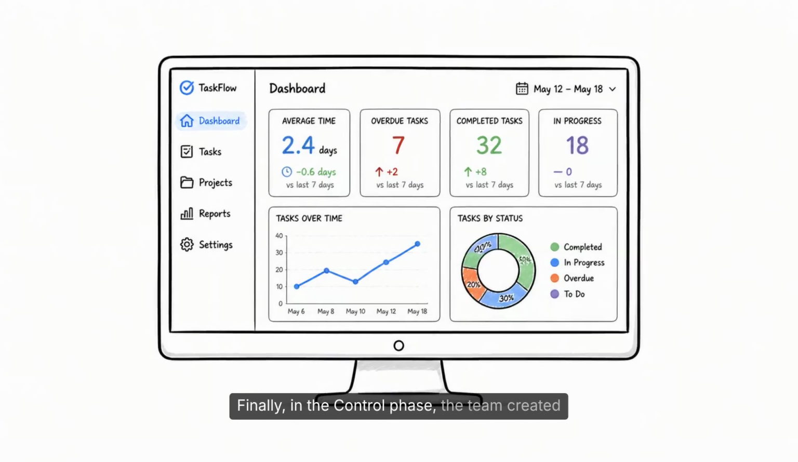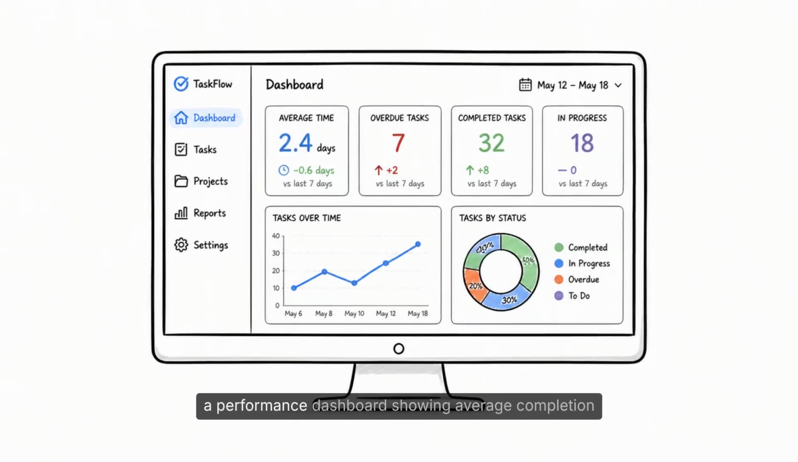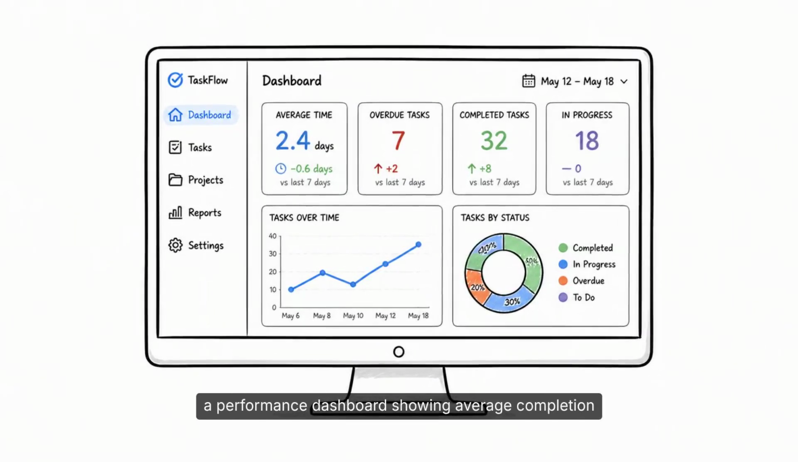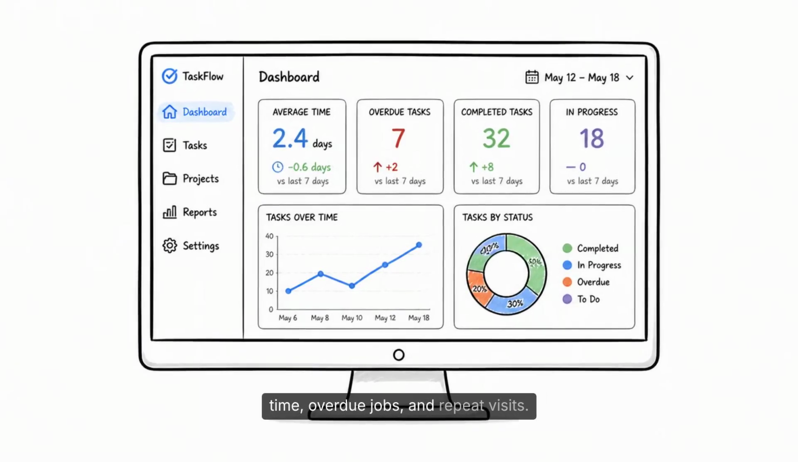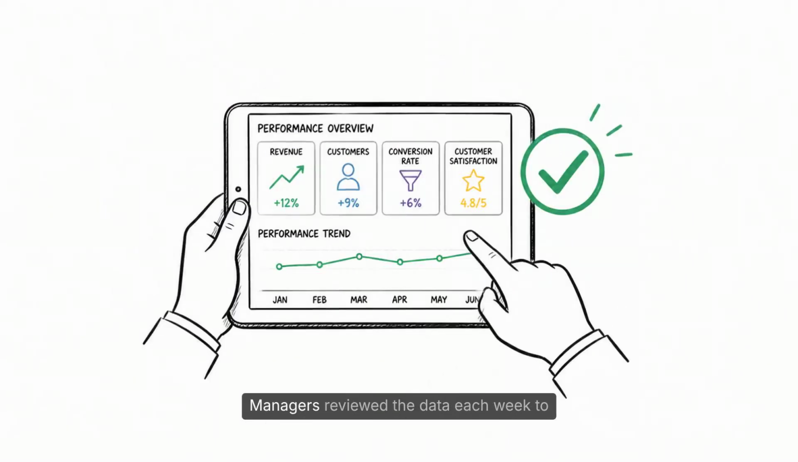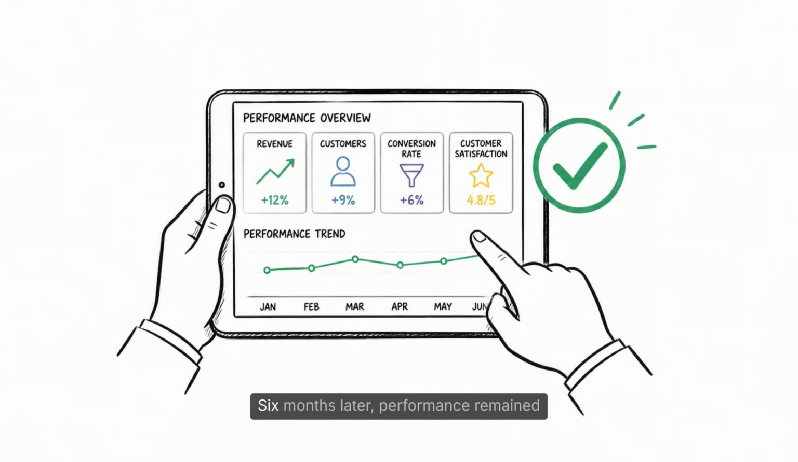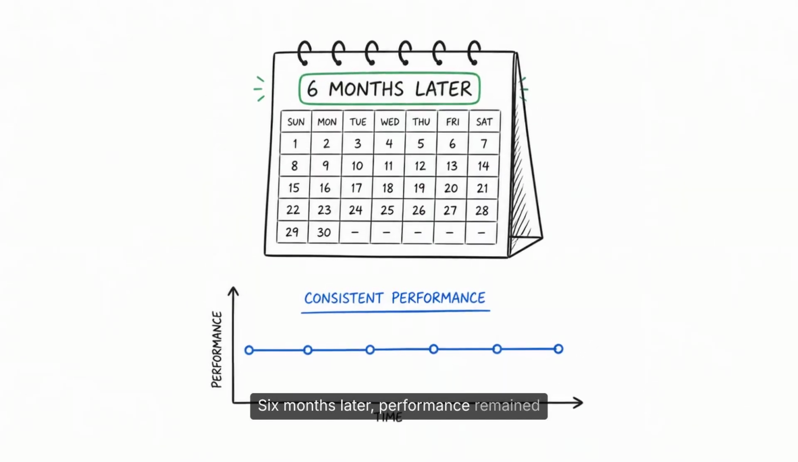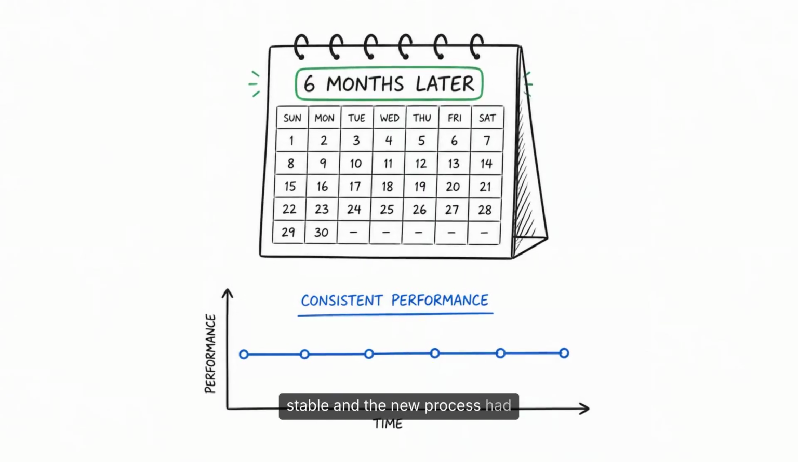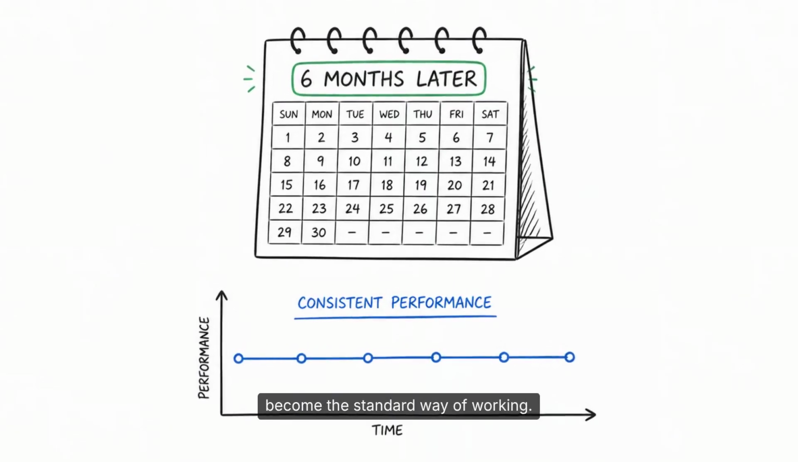Finally, in the control phase, the team created a performance dashboard showing average completion time, overdue jobs, and repeat visits. Managers reviewed the data each week to ensure the improvements were maintained. 6 months later, performance remained stable, and the new process had become the standard way of working.